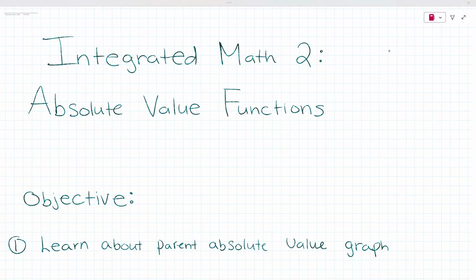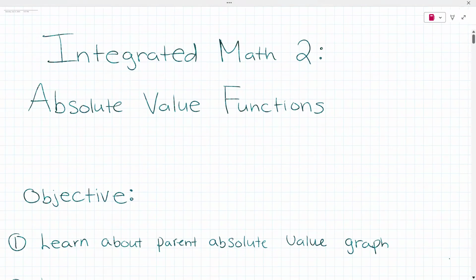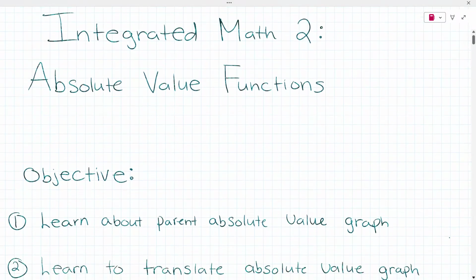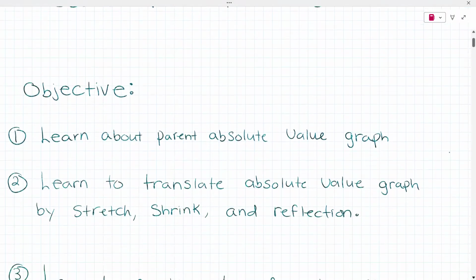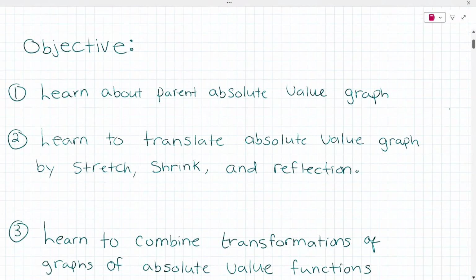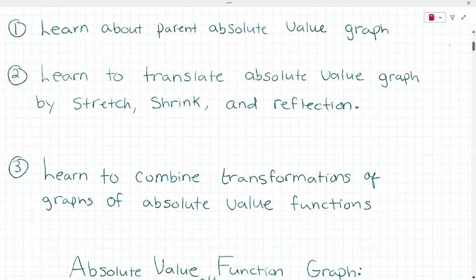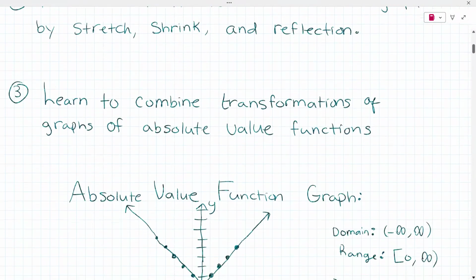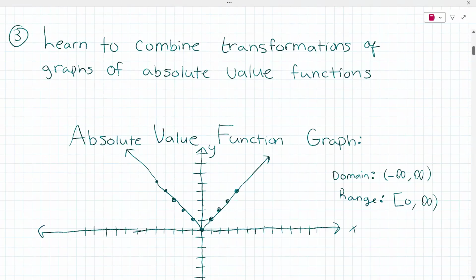Hello. In this video, I will introduce the absolute value graph with the shift, reflection, and stretch. So let's start with the parent graph. Our objective in this video is to learn about the parent absolute value graph. We are going to learn how to translate an absolute value graph by stretch, shrink, and reflection. And you will also learn how to combine transformations of graphs of absolute value functions.